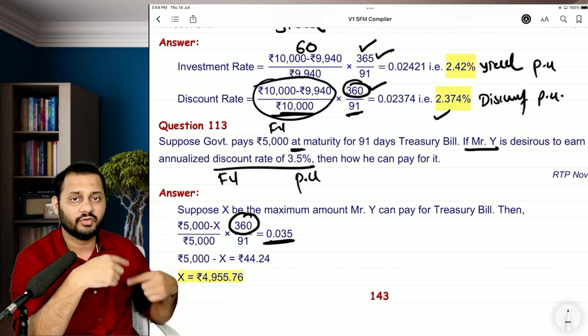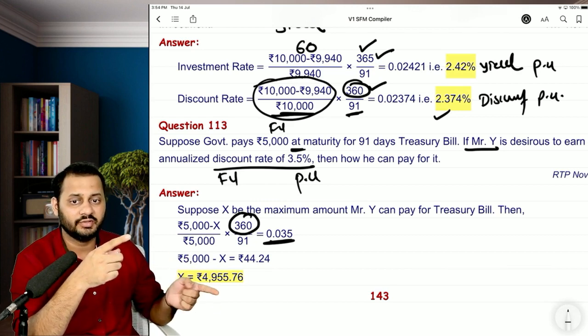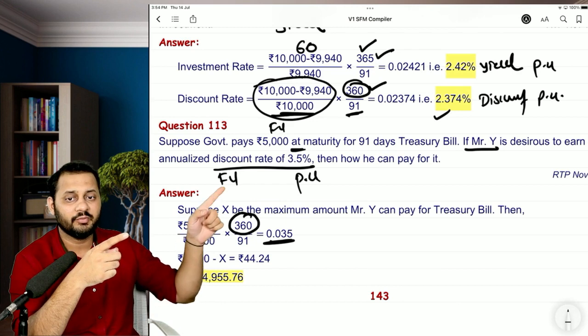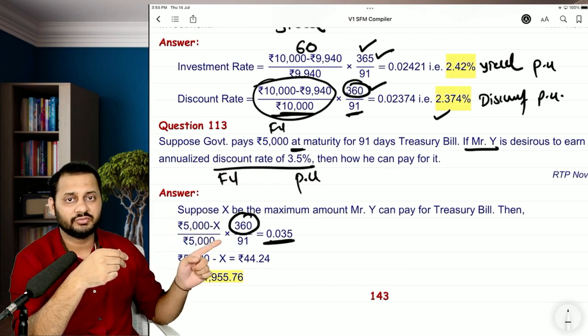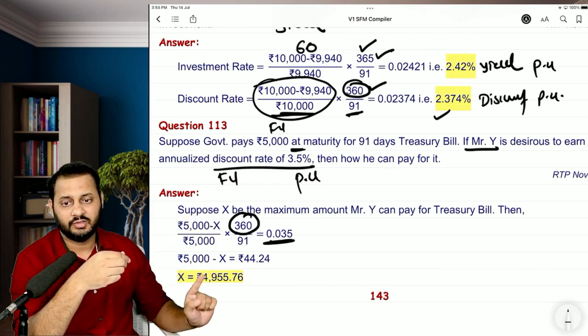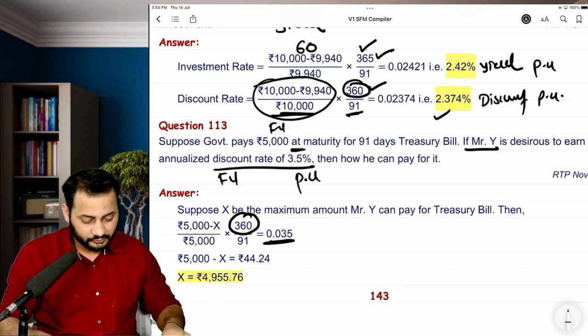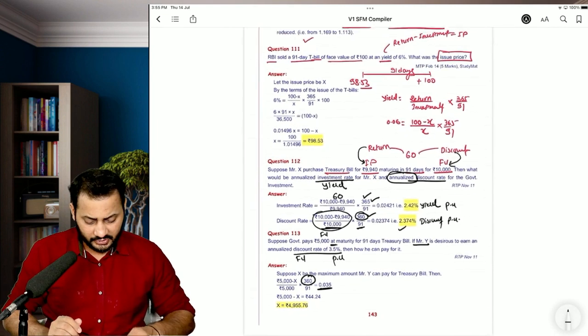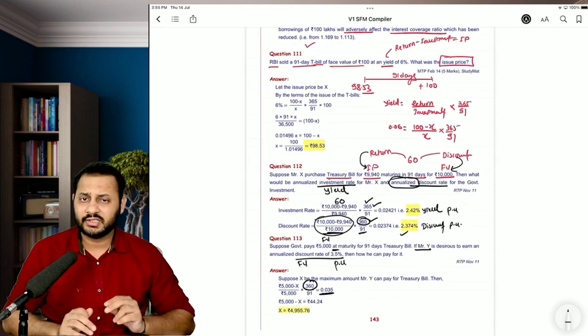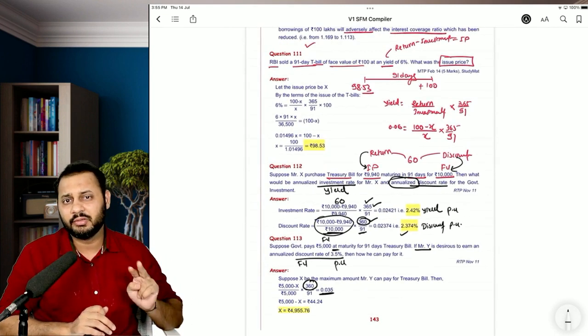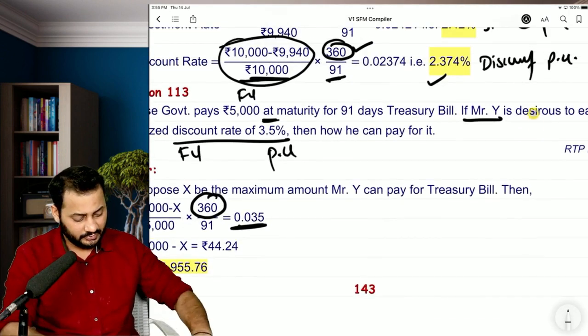And if you want to calculate the discount that you have received, 3.5% will be the discount on 5000 for 91 days with this price. Okay, but remember this thing, 5000. So I think in all these three questions, there are only two things which you need to remember while revising the question.